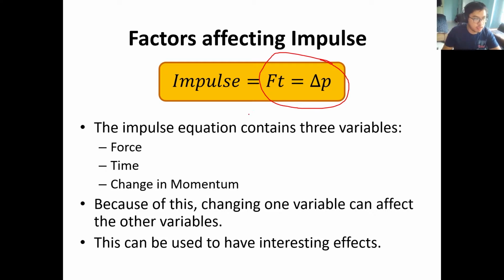Hopefully, you still remember what impulse is and the formula for impulse. You can see from this formula that it contains three variables: the force, the time, and delta p, which stands for the change in momentum. Because the three of these are connected through this equation, if you change one, let's say you change the force, you will change another variable. So if you change the force, you will also change the change in momentum.